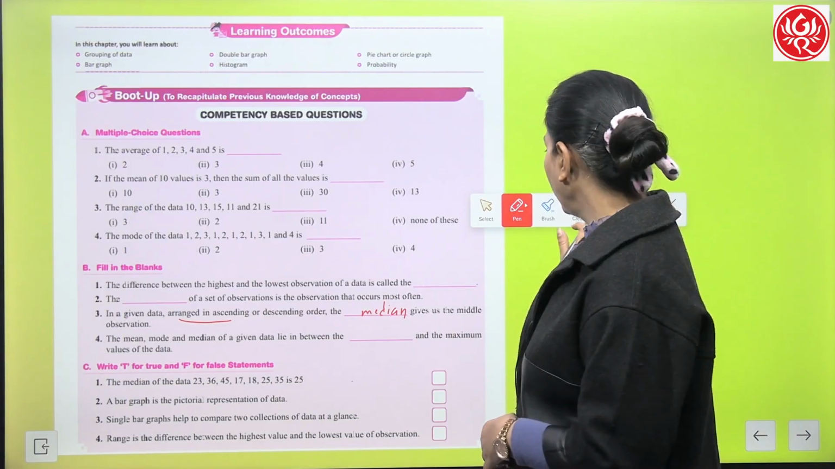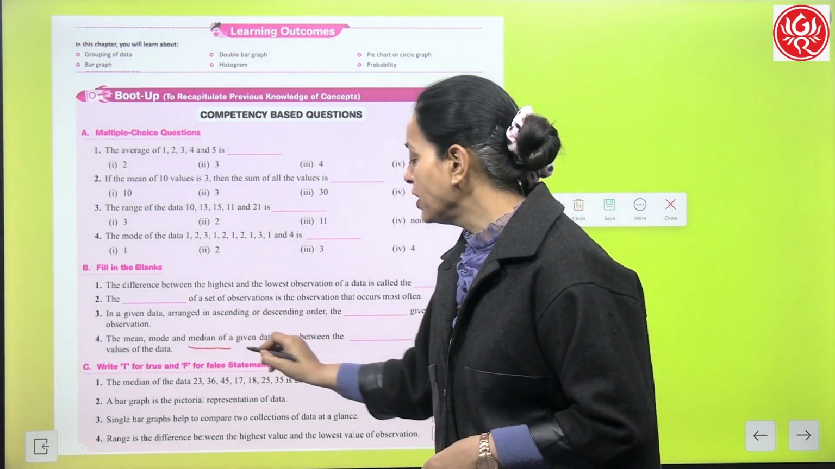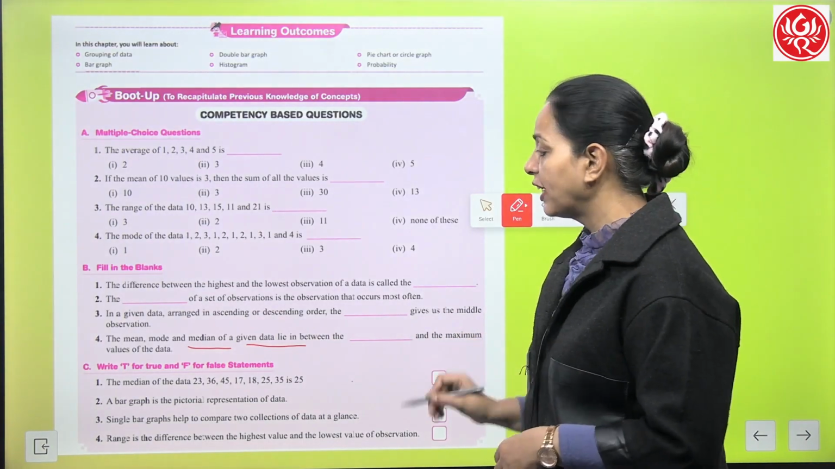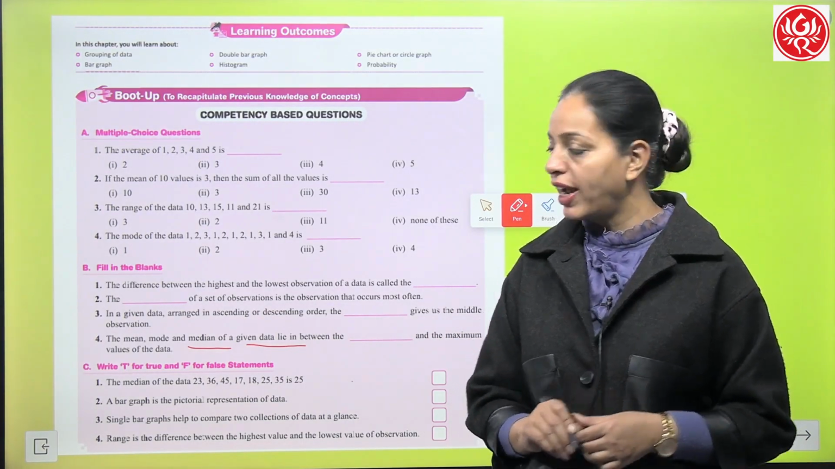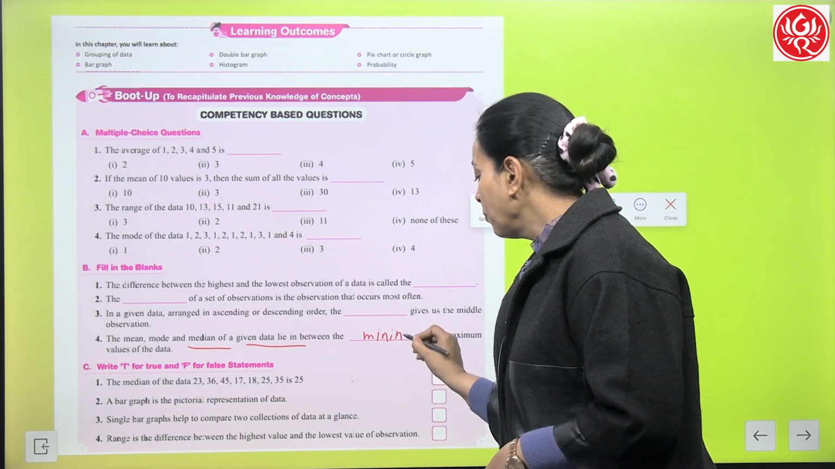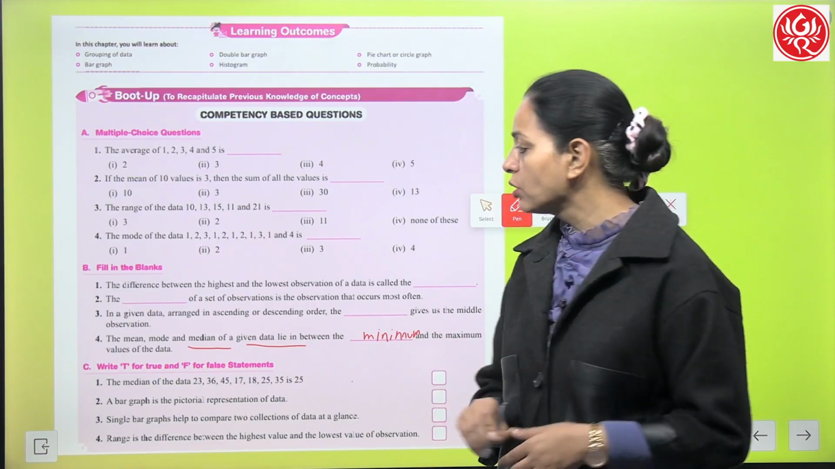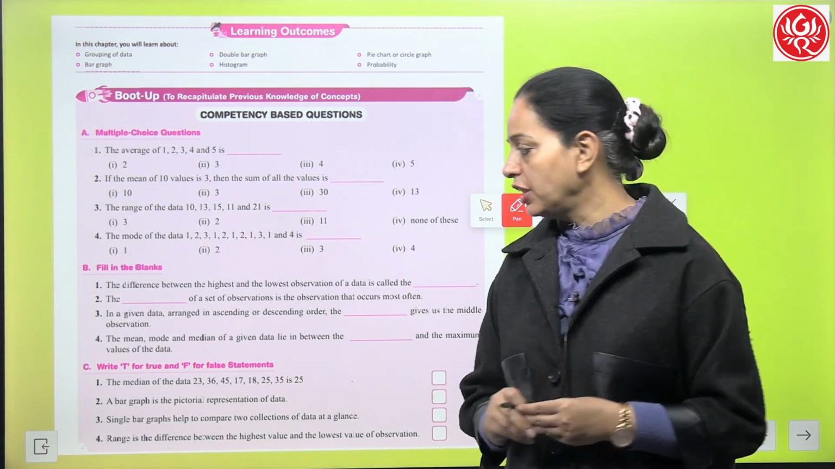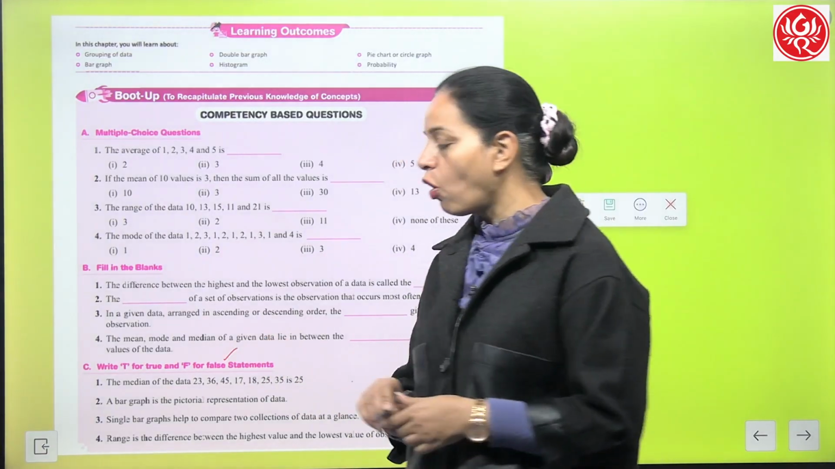The fourth one, the mean, mode and median of a given data lie in between the dash and the maximum values of the data. It lies in between the minimum and maximum values of the data, right? Now come to C part, write T for true and F for false statements.